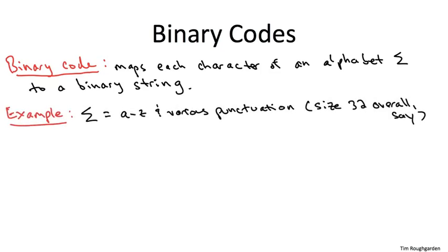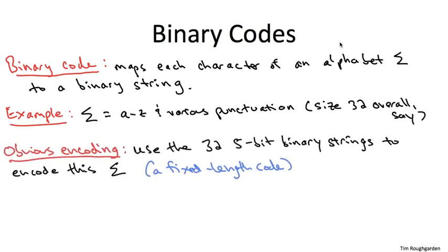This alphabet capital sigma could be any number of things, but as a simple example, you could imagine it's the letters A through Z, say in lowercase, plus maybe the space character and some punctuation. So maybe for a set of size 32 overall. And if you have 32 symbols you need to encode in binary, an obvious way to do it is: there happen to be 32 different binary strings of length 5, so why not just use one of each of those for your symbols? This would be a fixed length code, in the sense we're using exactly the same number of bits, namely 5, to encode each of the symbols of our alphabet. This is pretty similar to what's going on with ASCII codes.